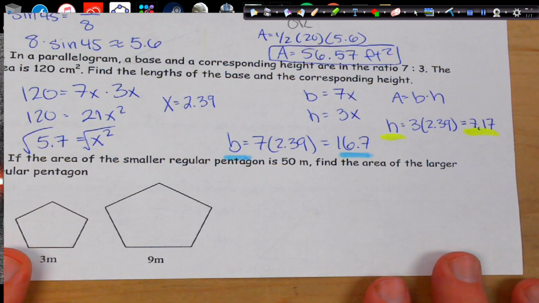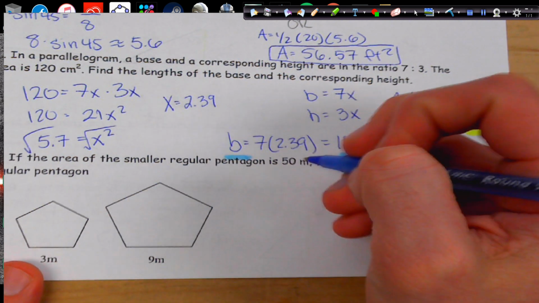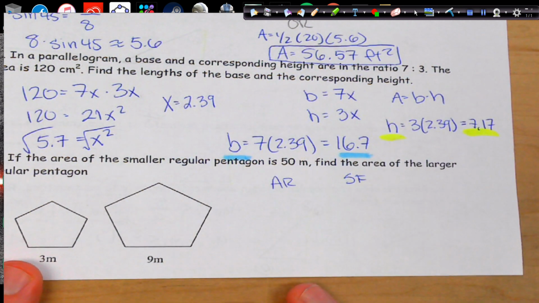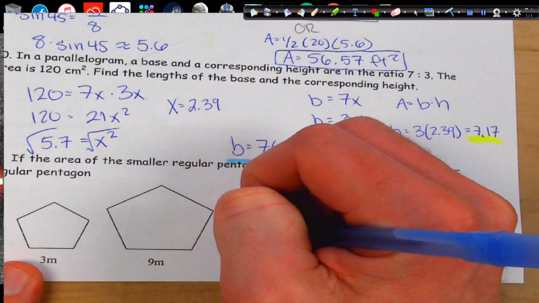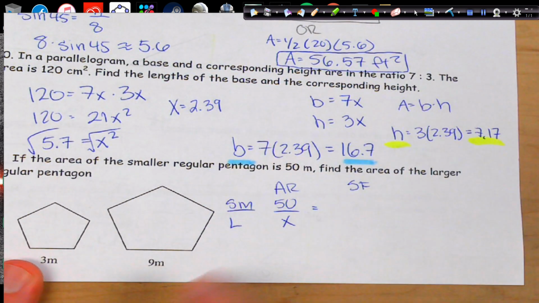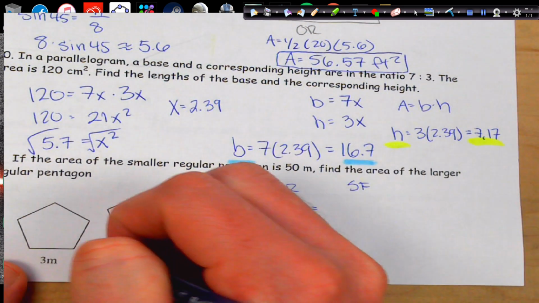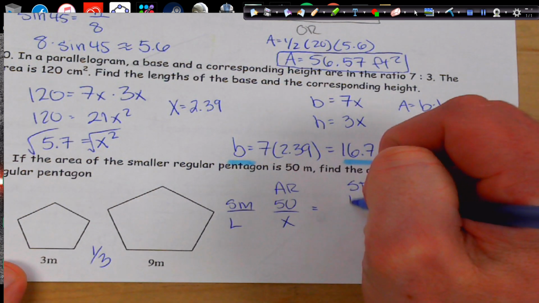Last but not least, it says if the area of the smaller regular pentagon is 50, find the area of the larger. Okay, so this is where we're going to set up an area ratio and a scale factor. So the area ratio, we have small to large, and the small area is 50. I don't know the large. The side ratio is going to be 3 to 9. Well, that should reduce to 1 to 3, right? We can reduce that fraction, so we get 1 over 3.